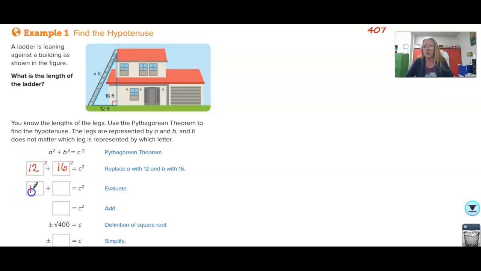Well, 12 squared is 144. And I'm pretty sure I know that one, but I'll check it just to be sure, because I screw up. 16 squared is 256. Okay, and when you add those together, you get 400. And then you want to take the square root of both sides. And so you would square root this side and you would square root this side. All right, the square root of 400 is 20. And now you just have regular c, not c squared anymore. So the ladder is a 20-footer.